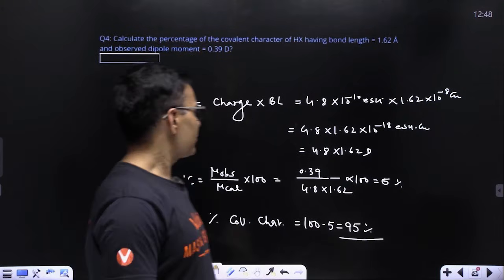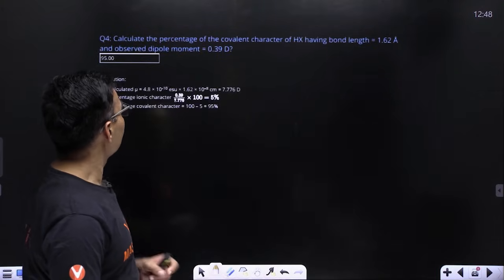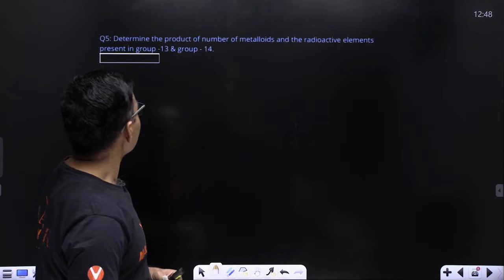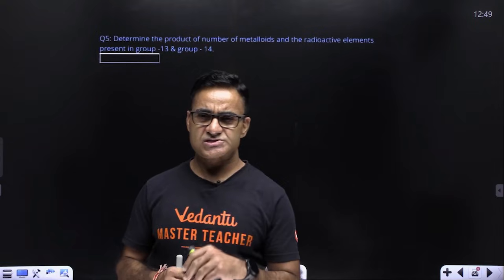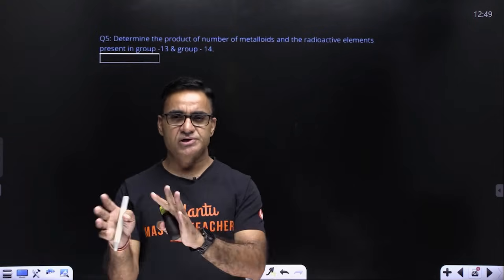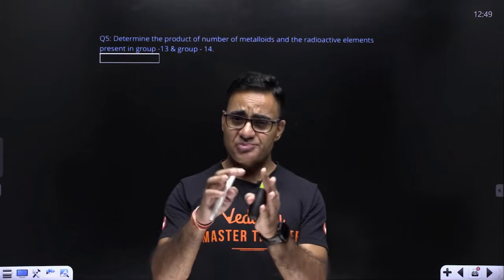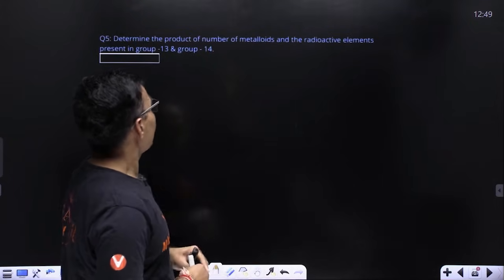All right, moving to the next question. In this question, this is a fact-based question. Groups 13 and 14 contain some metalloids and some radioactive elements. We need to calculate the product of the number of elements which are metalloids and which are radioactive elements.